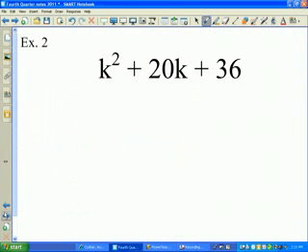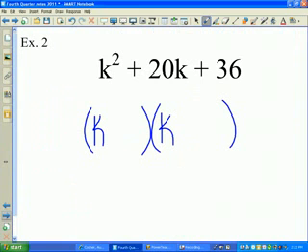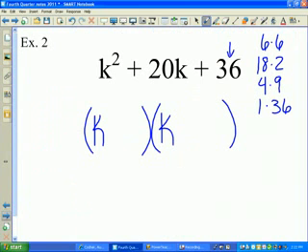Let's try another one. So we have k squared plus 20k plus 36. So my greatest common factor is 1. My leading coefficient is 1. So automatically, I should be thinking I want to split my k's up into two parentheses. Now, I'm going to this last term right here, this 36. What two numbers multiplied together will give me 36? So you can say 6 and 6, you can say 18 and 2, you can say 4 and 9, you can say 1 and 36. If you want, you can also use the negatives of those.